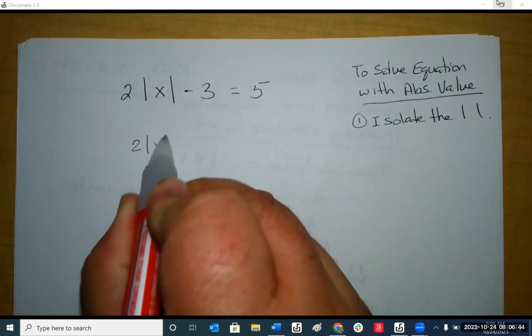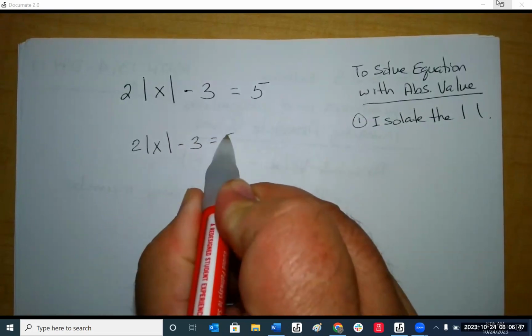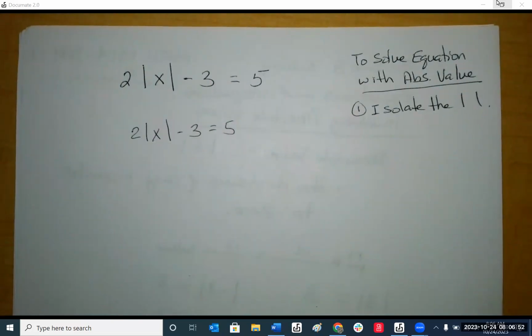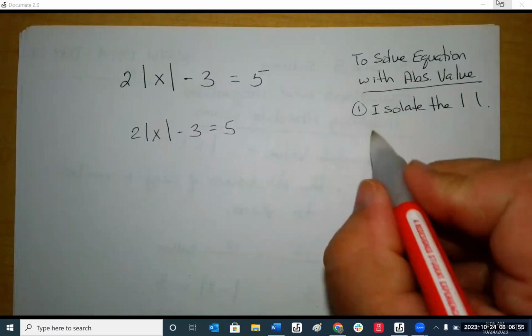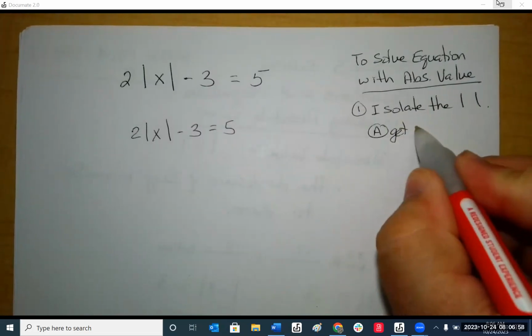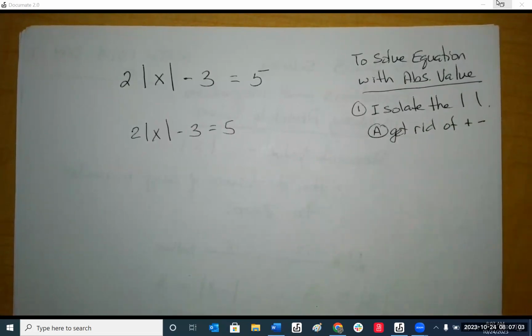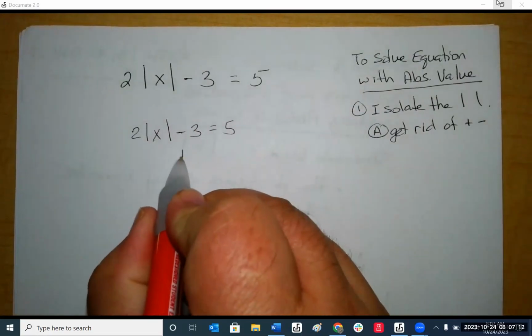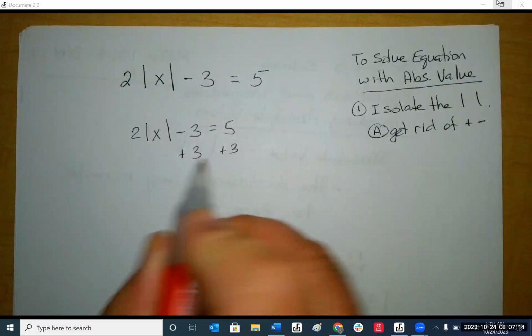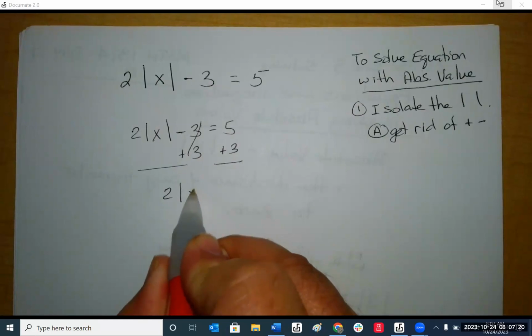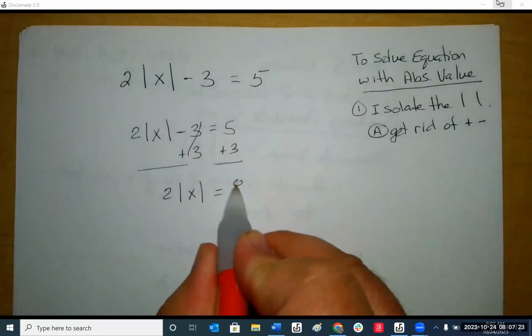So what do we have to get rid of first? First, get rid of plus minuses. Anything added or subtracted to the absolute value goes away first. So we have a negative 3. So we add 3 to both sides. Five plus 3 is 8.